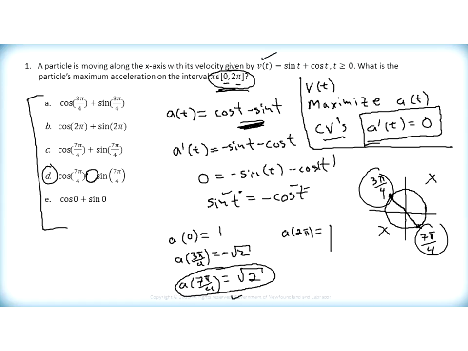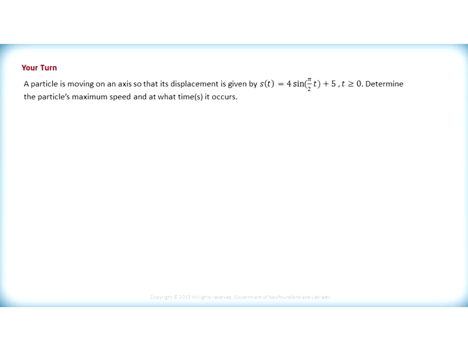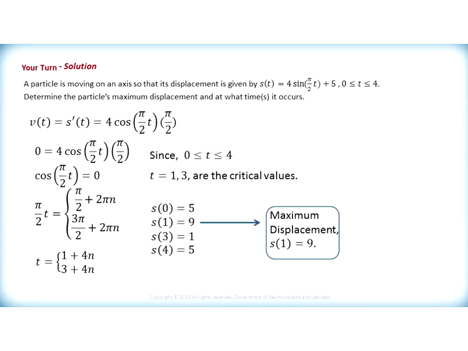All right, next question is the your turn question. A particle is moving along an x-axis, so its displacement is given by a function. Determine its maximum speed and at what time or times this occurs. So good luck with that one. A little bit more optimization for you, and it combines optimization with rectilinear motion, two fun topics. So I hope you enjoy that. Here's a solution, all worked out in its gory detail. Should be nice and clear for you.